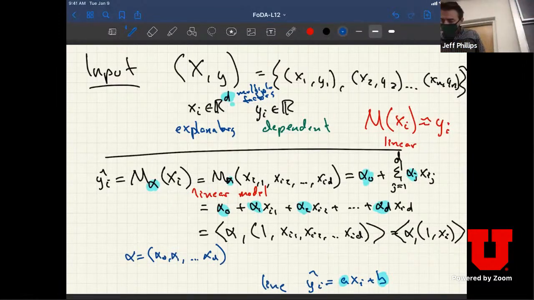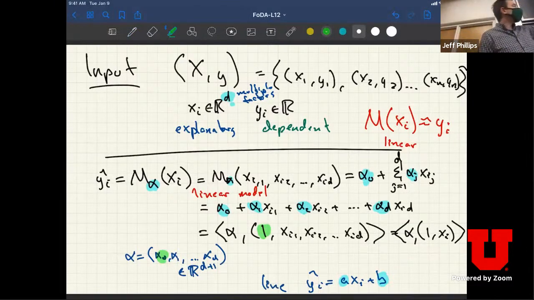So d plus 1, yeah. This is not a d-dimensional vector. This is in d plus 1 because I've got this extra term alpha 0 here. And so this matches up with this 1 vector here too, right? So I've taken my d-dimensional vector xi and turned it into a d plus 1 dimensional vector. Once I do that, the advantage is now the model is just a dot product.